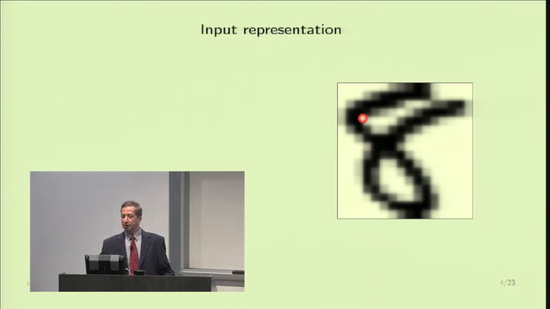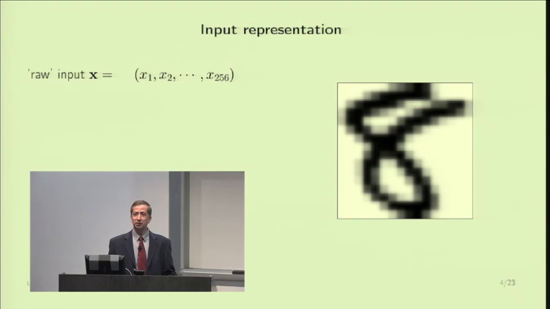Now, this is 16 pixels by 16 pixels, so there are 256 real numbers in that input. If you look at the raw input x, this would be x1, x2, x3, ... and x256. That's a very long input to encode such a simple object. And we add our mandatory x0.